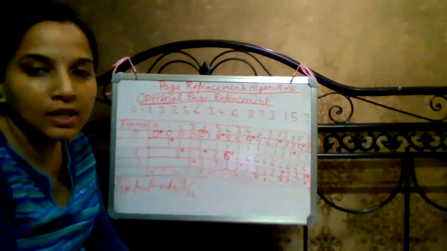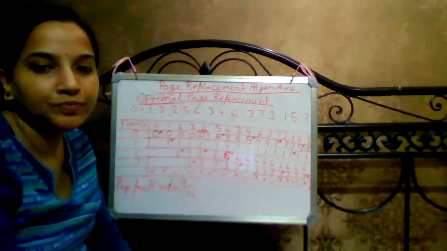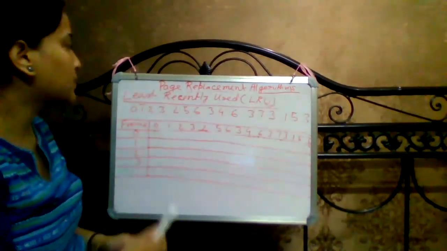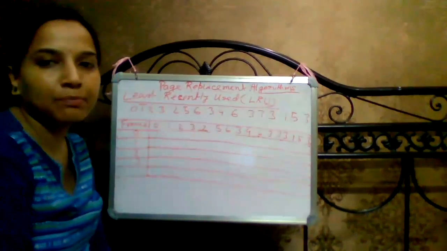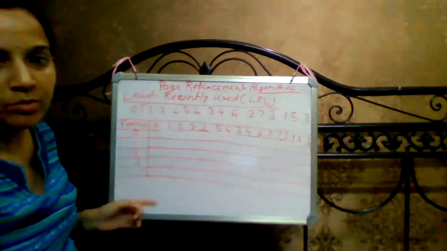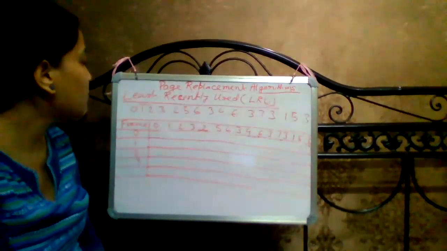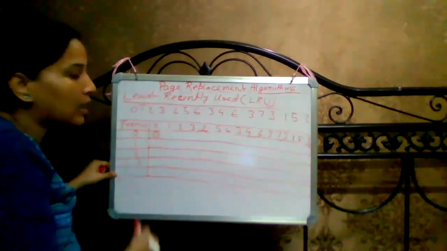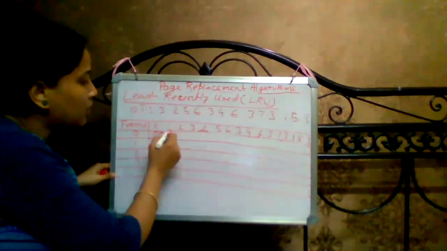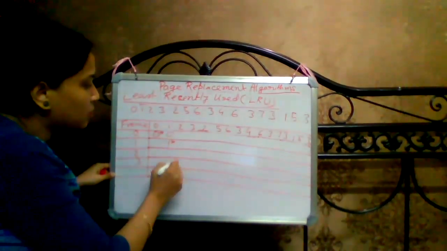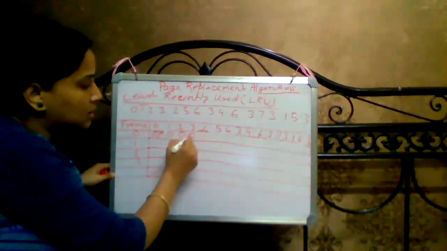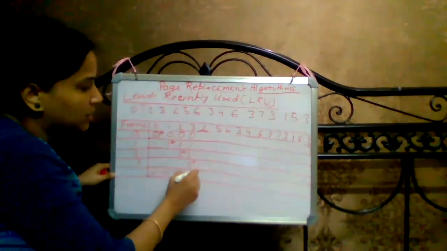Okay, so the same thing we'll discuss in LRU, least recently used, in the next example. Least recently used, another example of a page replacement algorithm. The same string we'll use here, and the same frame size. Now the first thing, 0 is there, we calculate the page fault. 0 is the running state, that is a page fault. 0 1, page fault occurs. 0 1 2, page fault occurs.